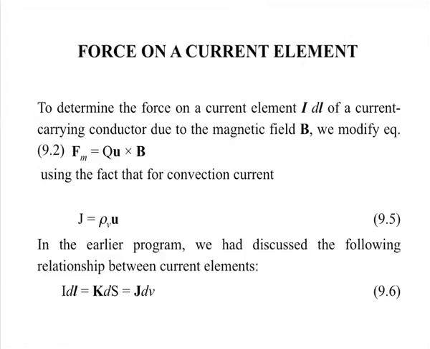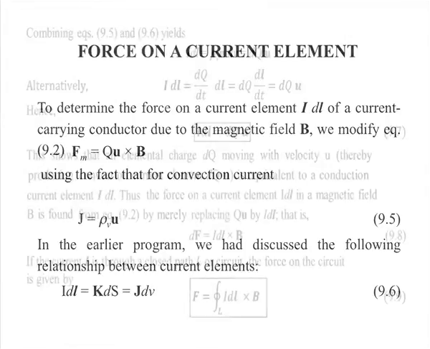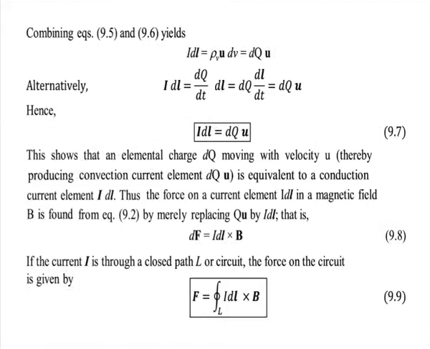Also in the earlier program, we had discussed the relationship between the current elements, that is I dL = K dS = J dV. Combining equation 9.5 and 9.6, we get I dL = J dV = ρv u dV, which is finally equal to dq u. Thus, an elementary charge dq moving with velocity u is equivalent to a conduction current element I dL.